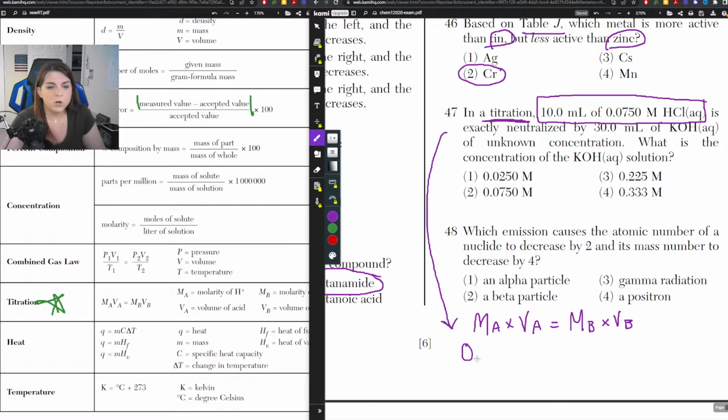So that's 0.0750 times the 10 milliliters. In this equation, it doesn't matter if you're working with liters or milliliters, just as long as it's the same on both sides. The molarity, the concentration, is what we're looking for. So I'm going to leave M as it is. And then the volume is 30 milliliters. And then you just solve this like algebra.